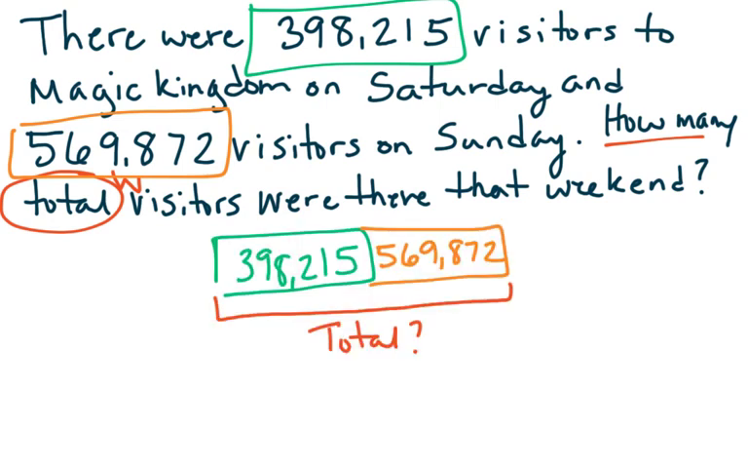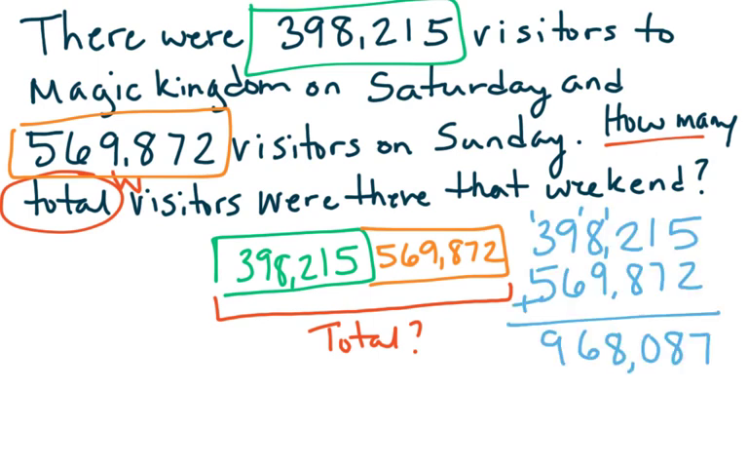I have my part of 398,215, my other part of 569,872, and I'm missing my total. So what I'm going to have to do with this problem is add. Let's go ahead and add and see what we get. And when we add these together, we get a total of 968,087 total people visited. So total visitors.